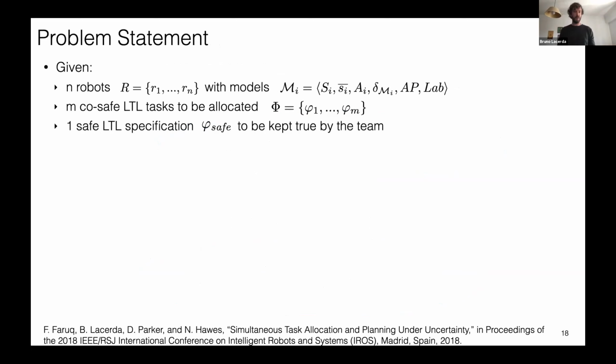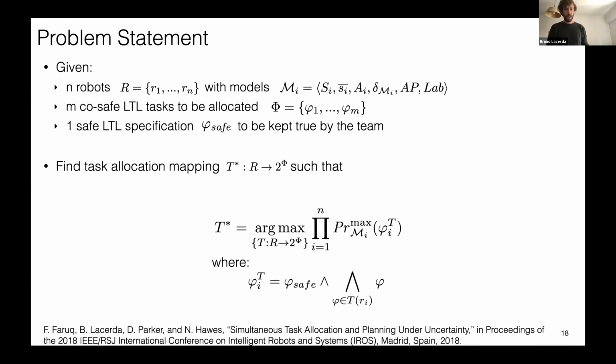Just more specifically here, we have a set of N robots. Each one has its own model, and you'll notice that these MDP models for each robot can be different. So the multi-robot team can be heterogeneous. We have a set of tasks to achieve. We have one global safety specification that must be kept true by the team, and what we want to do is to find some kind of allocation that maps robots to a subset of tasks that need to be achieved. And these allocations should maximize this value here. So these allocations should maximize the product, over each robot, of the probability of the robot achieving the tasks that were allocated to that specific robot.